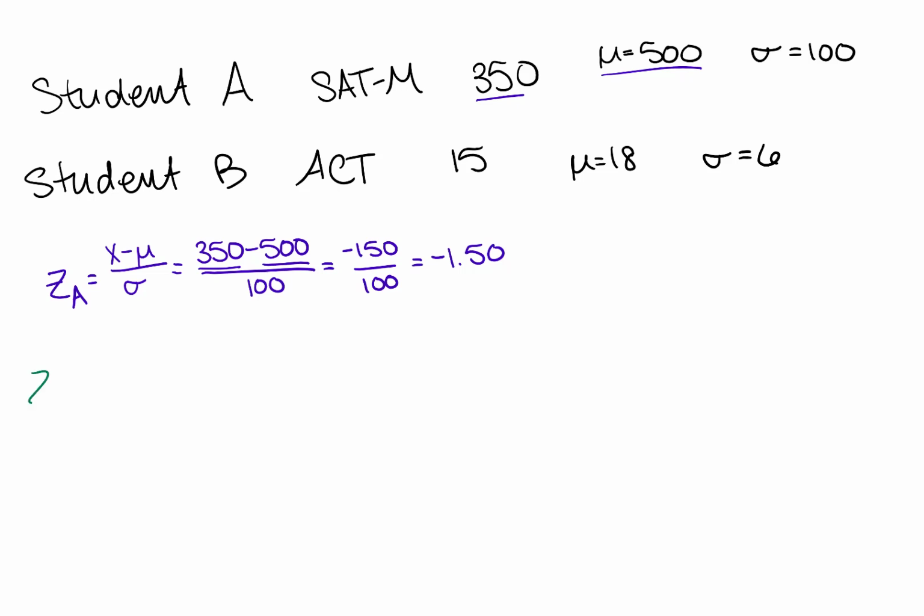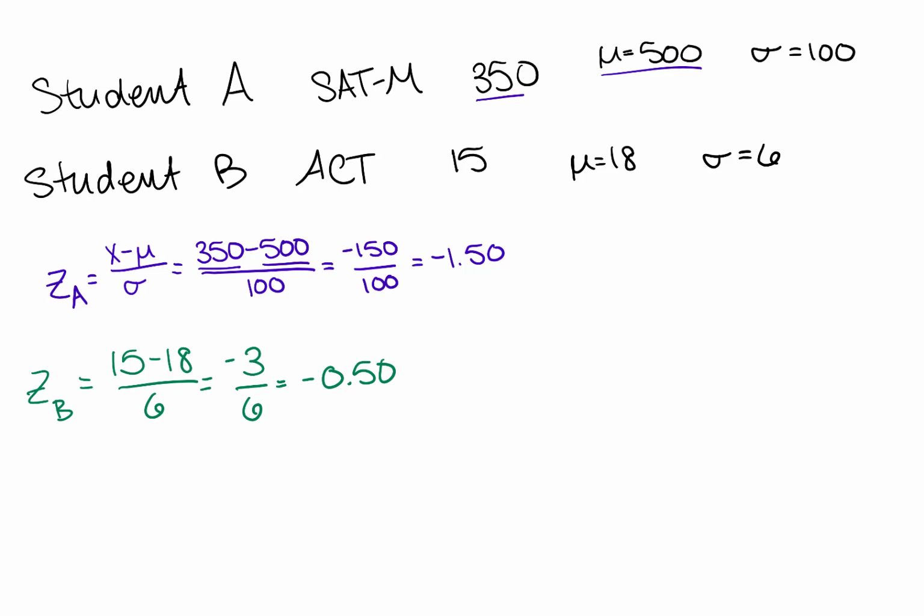Next, we'll compute the z-score for student B. They took the ACT and scored 15 on a test that has a mean of 18 and a standard deviation of 6. This equals negative 3 over 6, which is negative 0.50. After you computed the z-scores, you were asked to compare them to determine which score was more impressive.